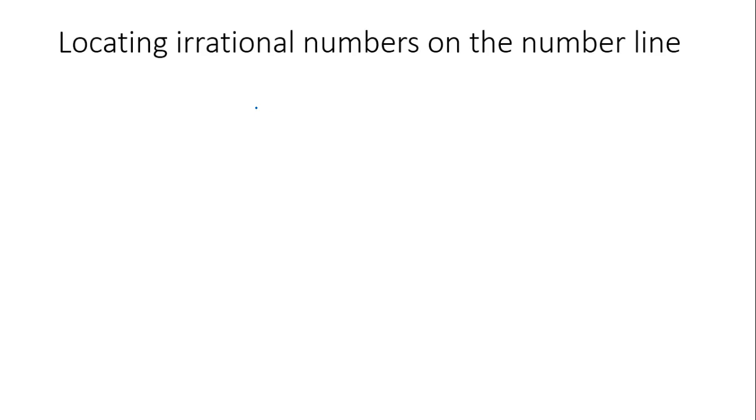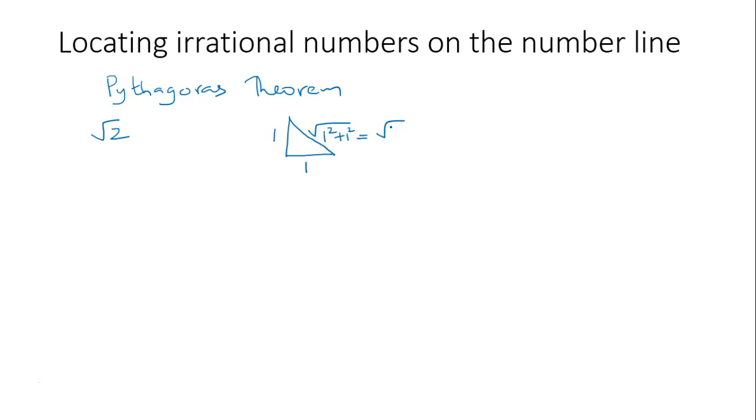Now let's look at how we can geometrically plot irrational numbers on the number line. For this, we make use of the familiar Pythagoras Theorem. For example, let's learn how to plot root 2 on the number line. You know from Pythagoras Theorem that if you draw a right-angled triangle with these two sides equal to 1 unit, the hypotenuse will be equal to root of 1 squared plus 1 squared, which is equal to root 2. Now let's see how to plot this on the number line.